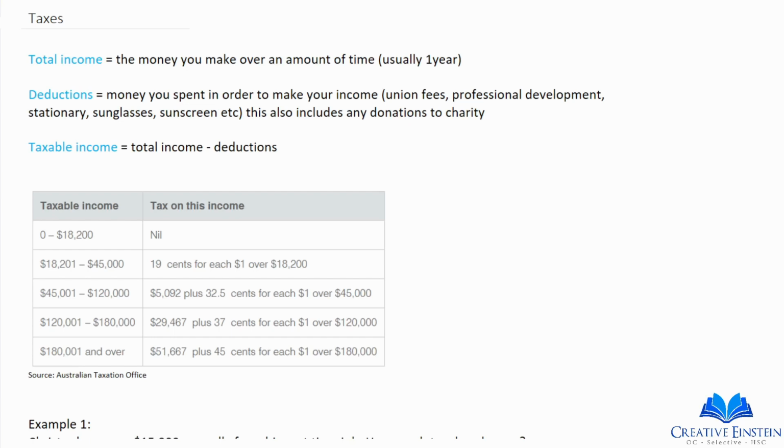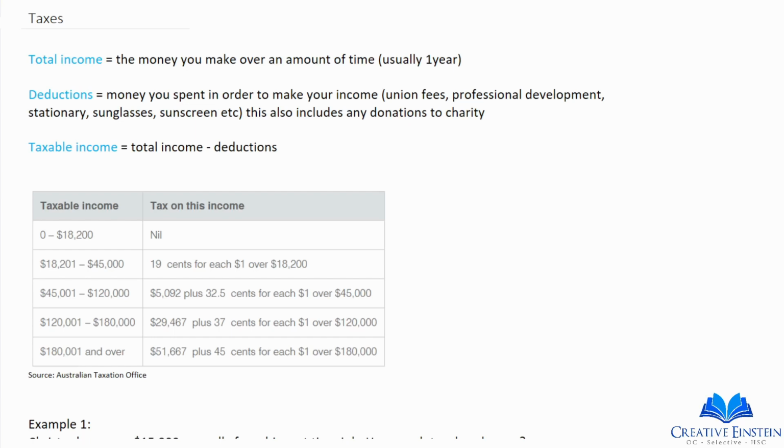Total income, so how much money you make altogether. Deductions, so the money that you have spent in order to make your money. So for example, as a teacher, I would be paying union fees, professional development, so courses to make me a better teacher. I know lots of teachers who spend hundreds, sometimes thousands of dollars on stationery or to make their classroom nice and pretty. If you work outdoors, sunglasses, sunscreen, hats. If you travel a lot for work, petrol maybe, and your car expense. So these are all deductions.